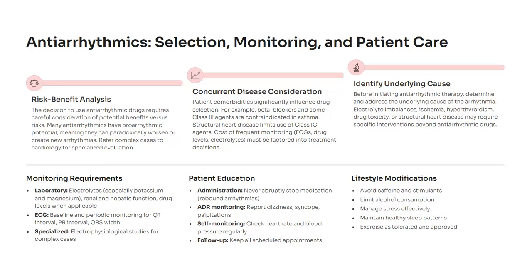So again, a lot of this will be done in a specialty clinic. But you want to tell your patient, don't ever just stop taking the medication. They may have rebound arrhythmias. They need to know to report any dizziness, any syncope, any palpitations. They should be checking their heart rate and their blood pressure regularly. They should keep all of their scheduled follow-up appointments with primary care and with cardio. Avoid caffeine and stimulants. They should limit their alcohol consumption. Manage their stress. Continue to exercise. Maintain healthy weight. Maintain good sleep patterns.